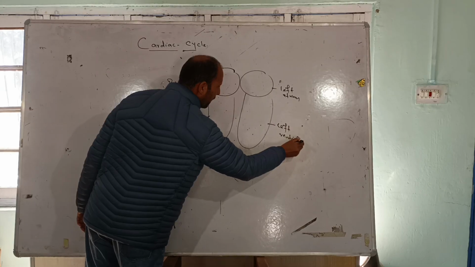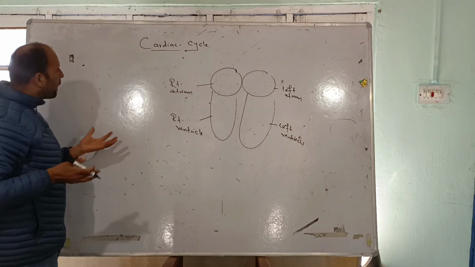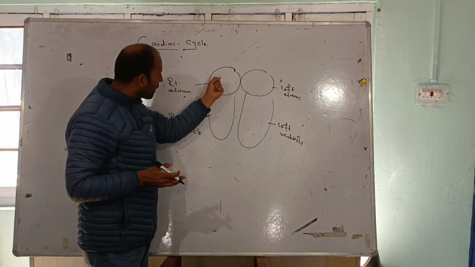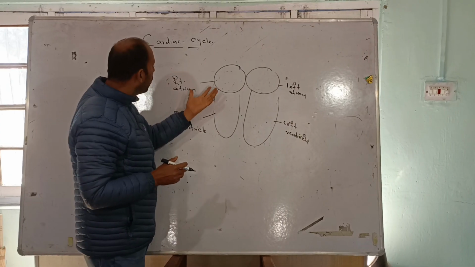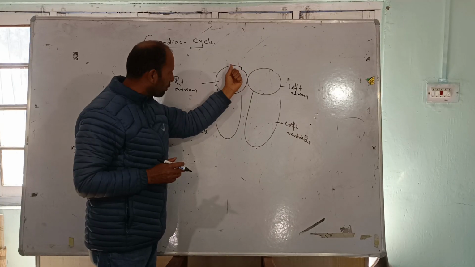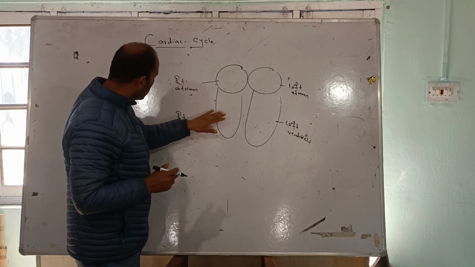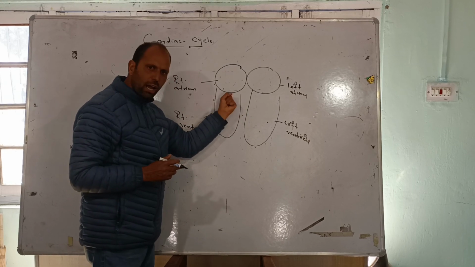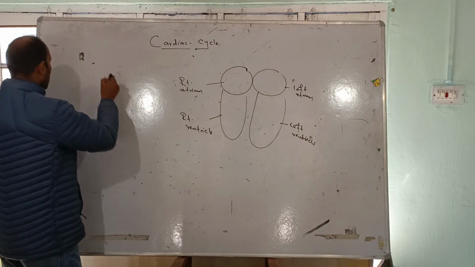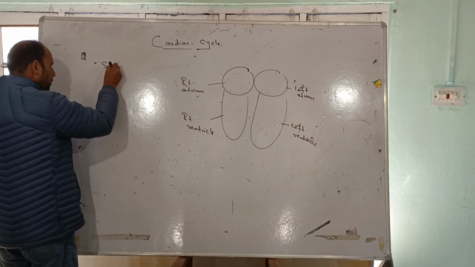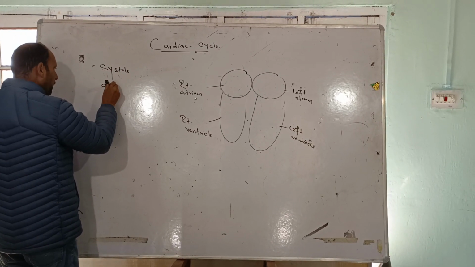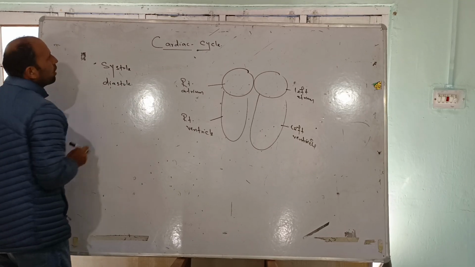So how can we define the cardiac cycle? In the cardiac cycle, all the chambers of heart show contraction and relaxation. The right atrium and left atrium show contraction and relaxation, systole and diastole, simultaneously. Similarly, the right ventricle and left ventricle work together and show systole and diastole together. So the auricles and ventricles of the heart show contraction, systole and diastole, and these two events constitute the cardiac cycle.